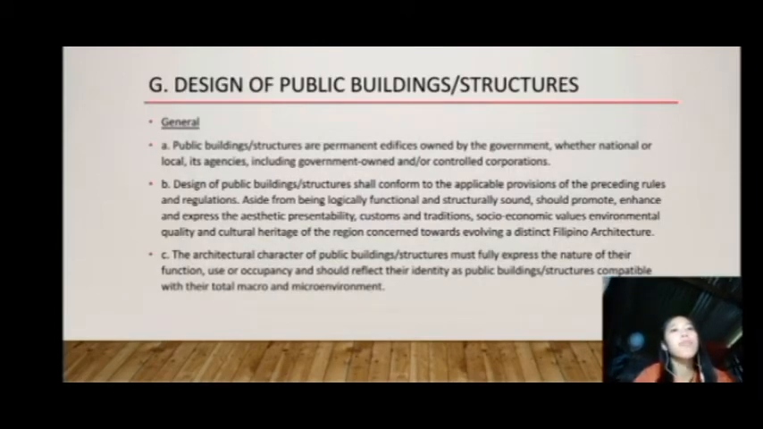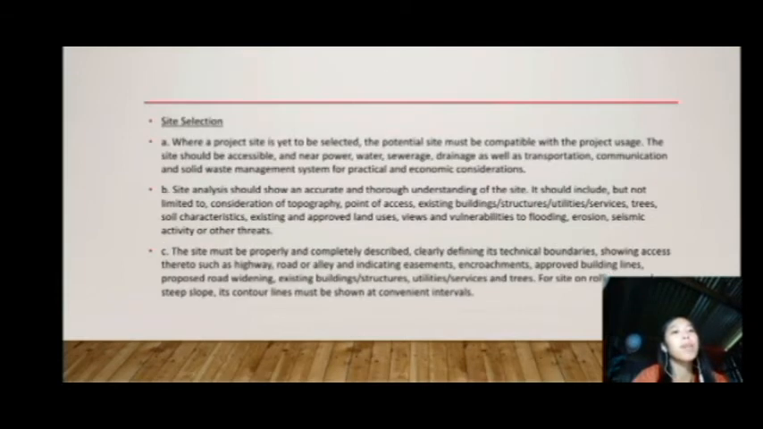Last is the design of public buildings. For general public buildings or permanent edifices owned by the government, whether national or local, its agencies, including government-owned and/or controlled corporations, the design of public buildings shall conform to the applicable provisions of the preceding rules and regulations. And C. The architectural character of public buildings must fully express the nature of their function, use, or occupancy and should reflect their identity as public buildings compatible with their total macro and micro environment.